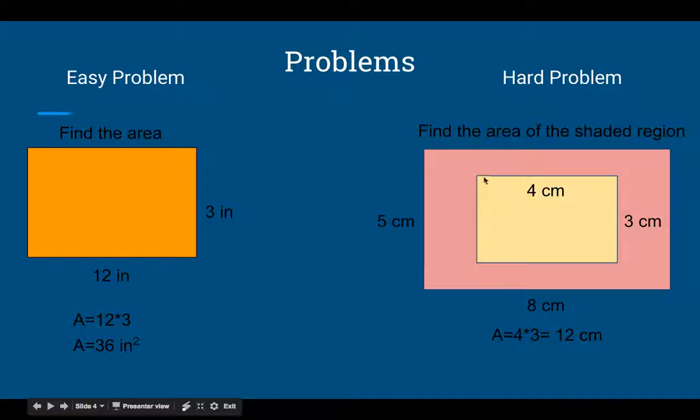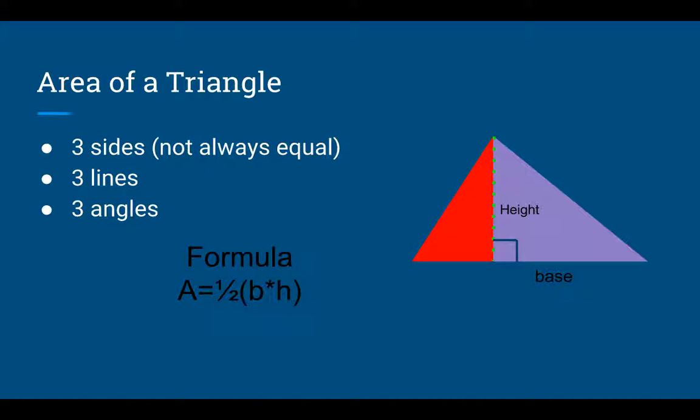And now we're going to find the area of the larger rectangle out here. Okay, so area is equal to 5 times 8, which is equal to 40 centimeters. And to find the shaded region, all we're going to have to do is subtract 12 from 40, which is the better way, so area is equal to 28 centimeters squared. Okay, so next we're gonna do the area of a triangle.